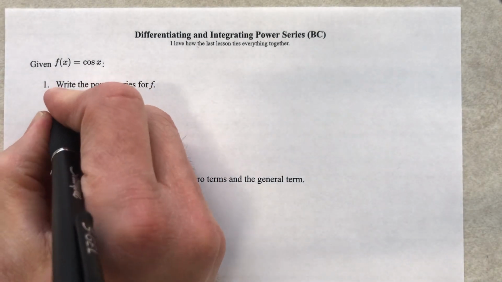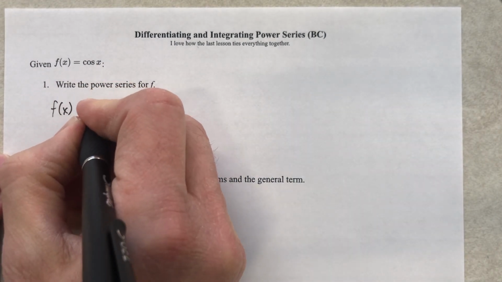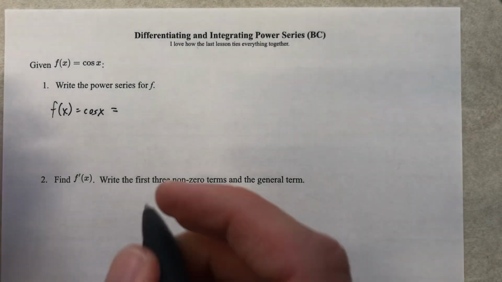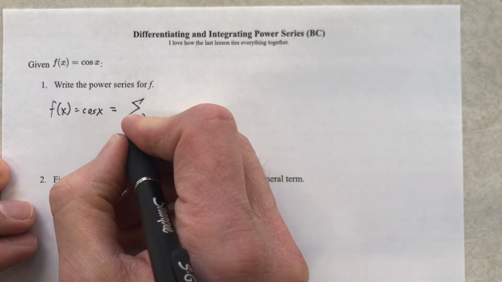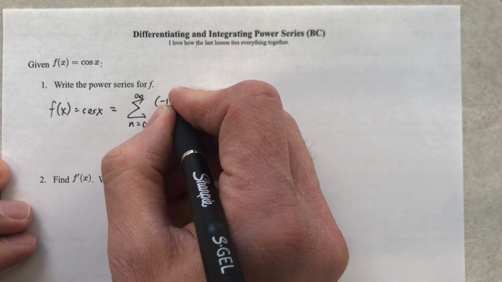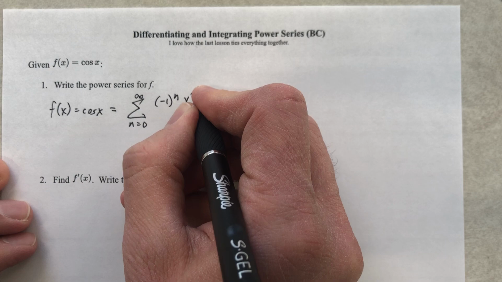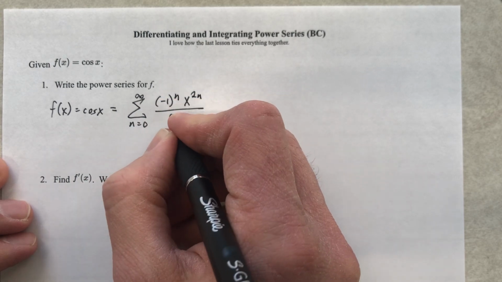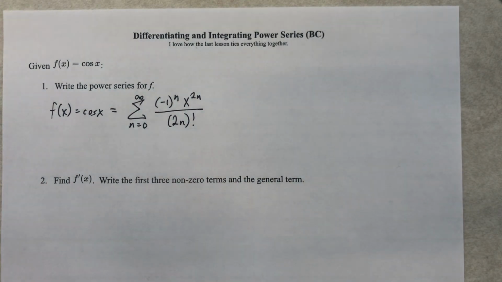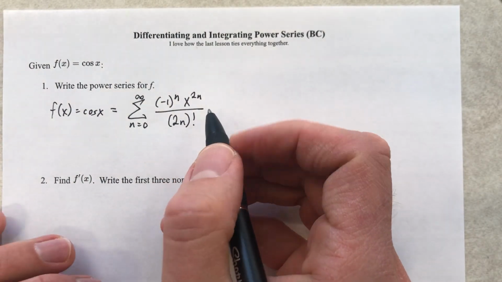I know that f is cosine of x because they said so, so I just felt like writing it again apparently. And I'm going to write down what that power series is, which is the sum from 0 to infinity of negative 1 to the n, and then x to the 2n over 2n factorial, because cosine is an even function. That's why our exponents are even.